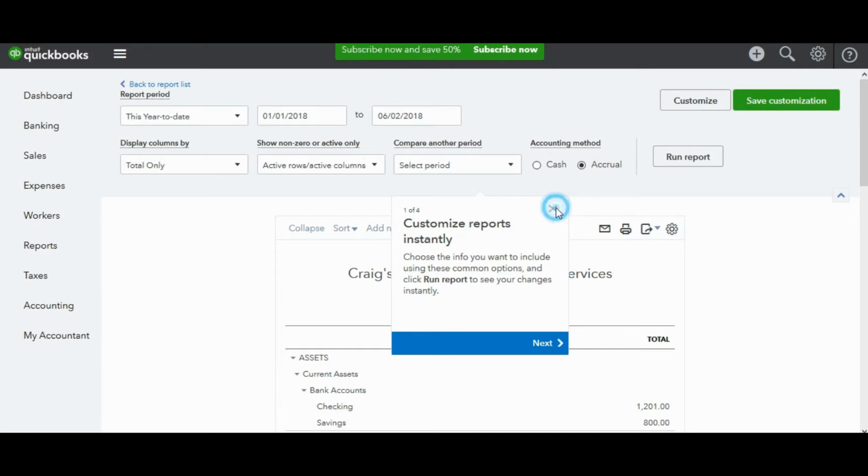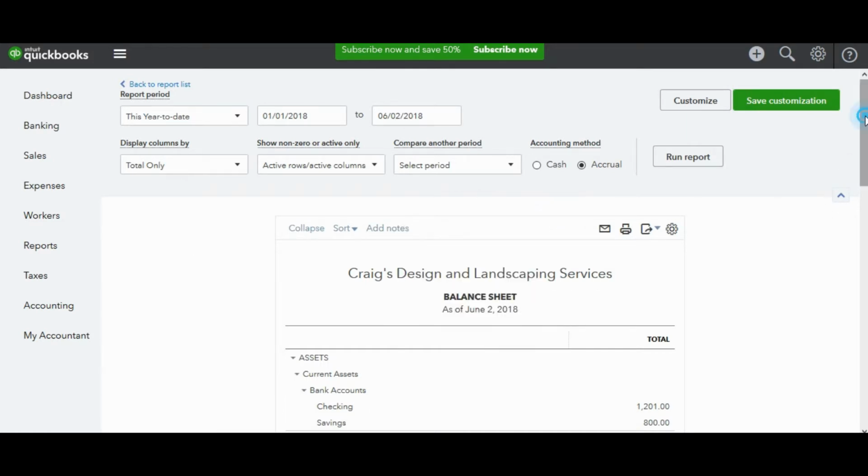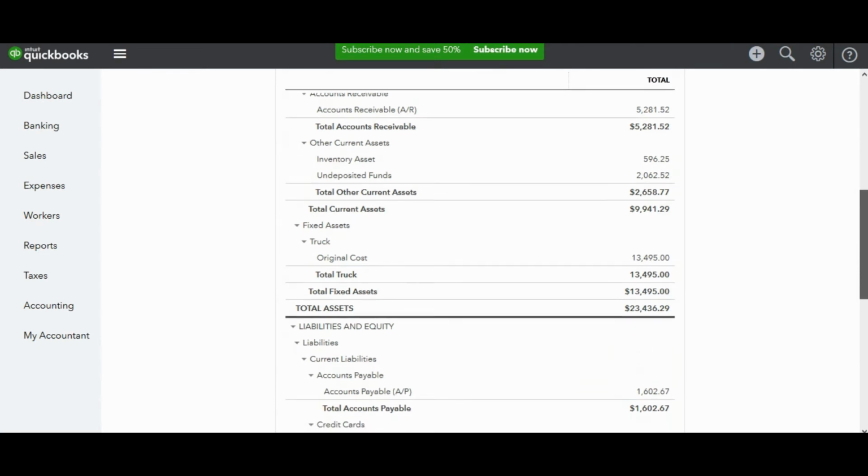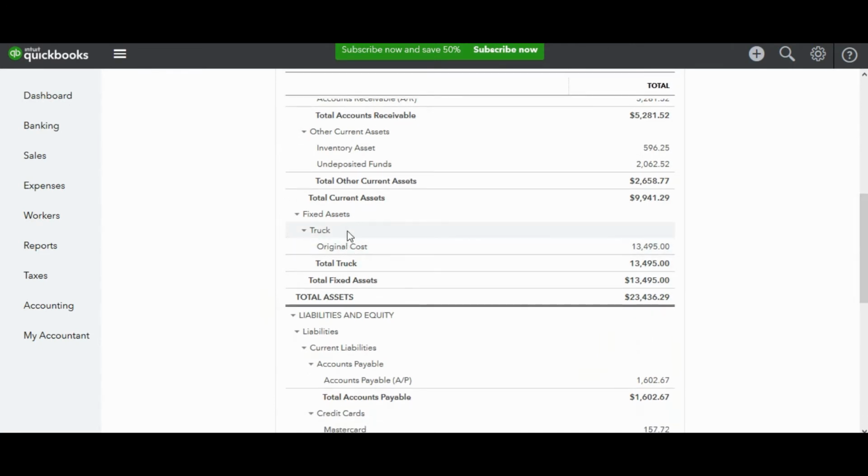Now you can see our balance sheet has our bank accounts. It has our checking, which is a sub-account, right? Has our accounts receivable. It has our fixed asset. And you can see that sub-account right here.